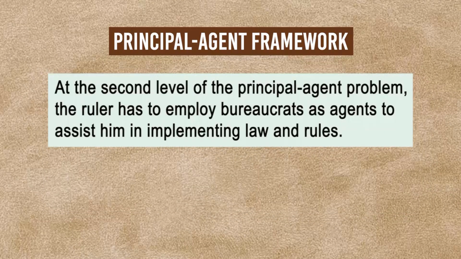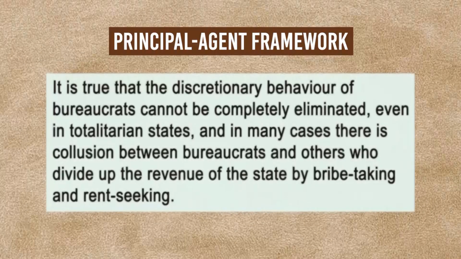At the second level of the principal-agent problem, the ruler has to employ the bureaucrats as agents to assist him in implementing the law and the rules. Nevertheless, the bureaucrats are rational in the sense that their interest will never coincide with that of the ruler. Hence, they will use the authority that is delegated to them by the ruler, and the bureaucrats will maximize their own benefits. It is true that the discretionary behavior of the bureaucrats cannot be completely eliminated even in totalitarian states, and in many cases there is collusion between the bureaucrats and others who divide up the revenue of the state by bribe taking and rent seeking.